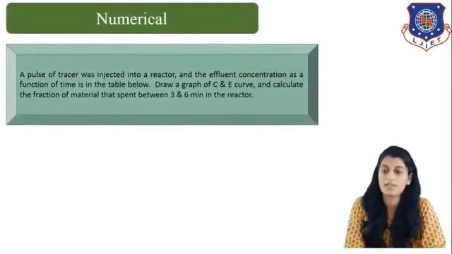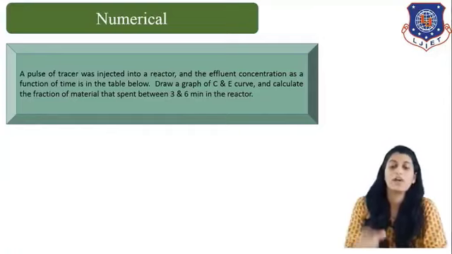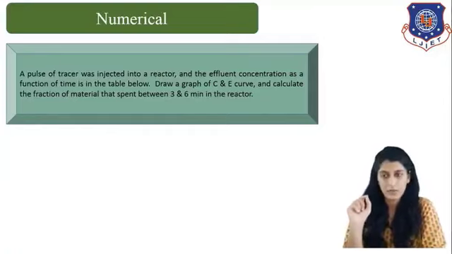So let's see what our problem is. A pulse tracer was injected into a reactor and the effluent concentration as a function of time is in the table below. Draw a graph of C and E curve and calculate the fraction of material that spent between 3 and 6 minutes in the reactor. So this is the problem given to us.